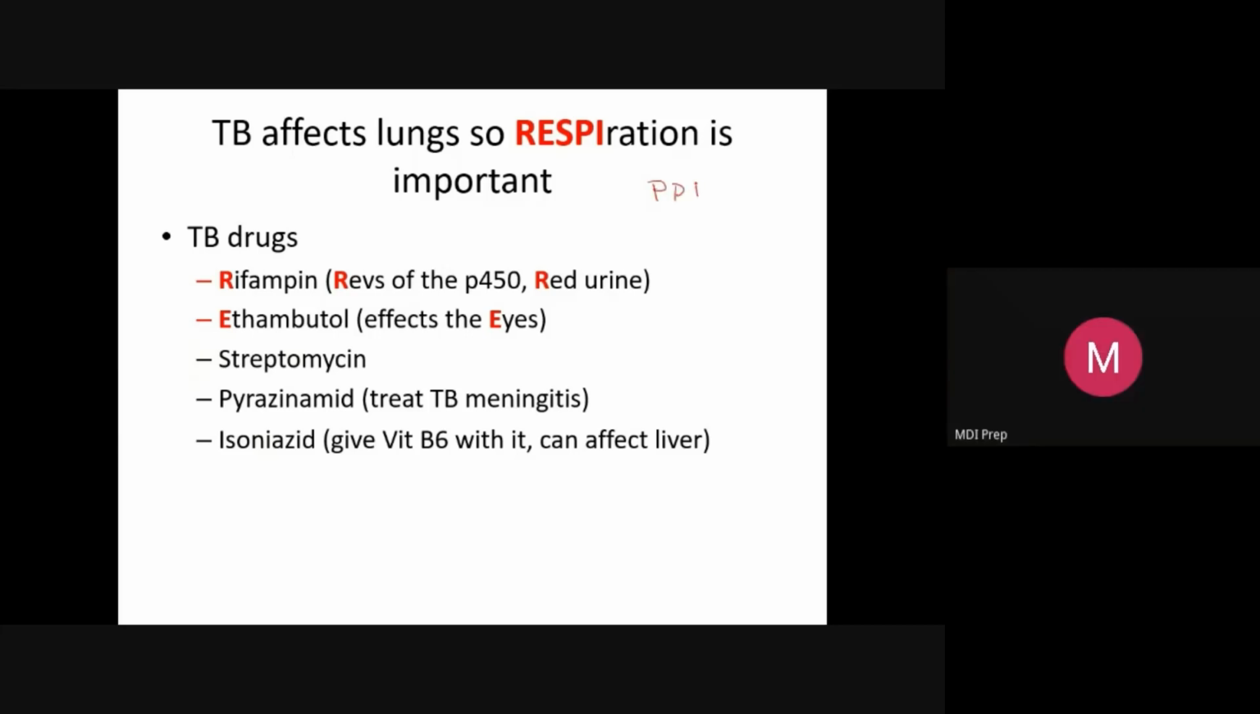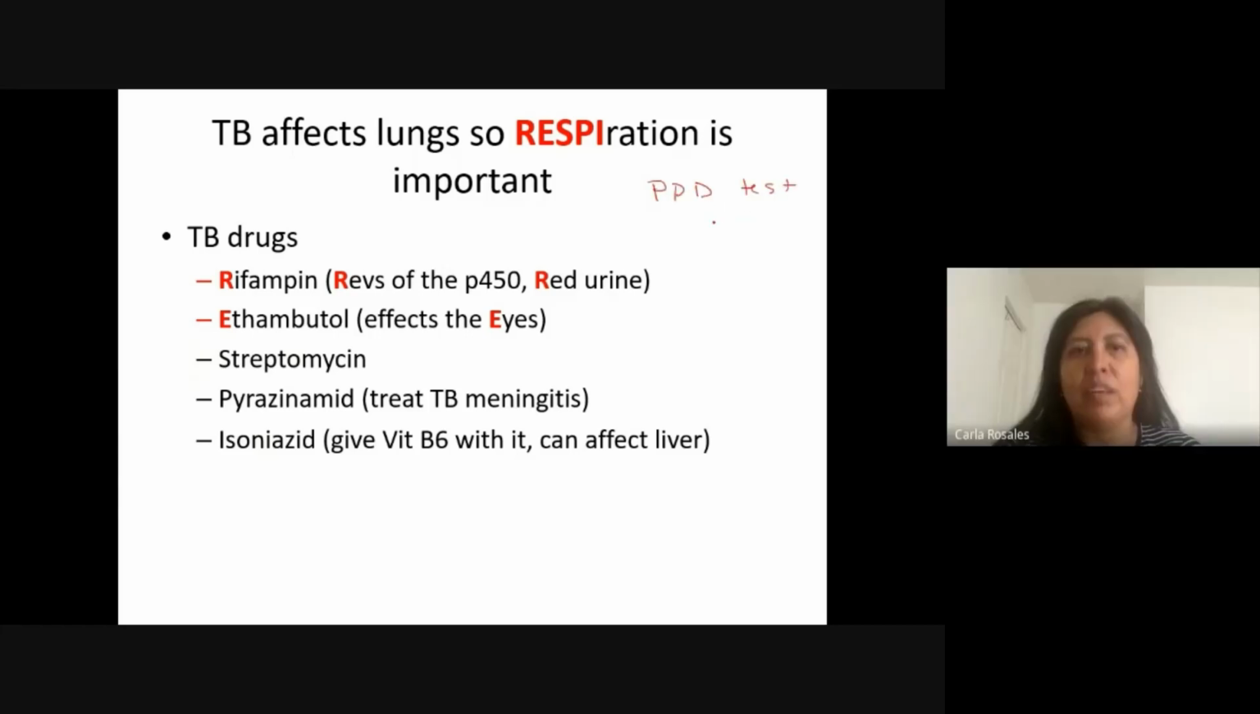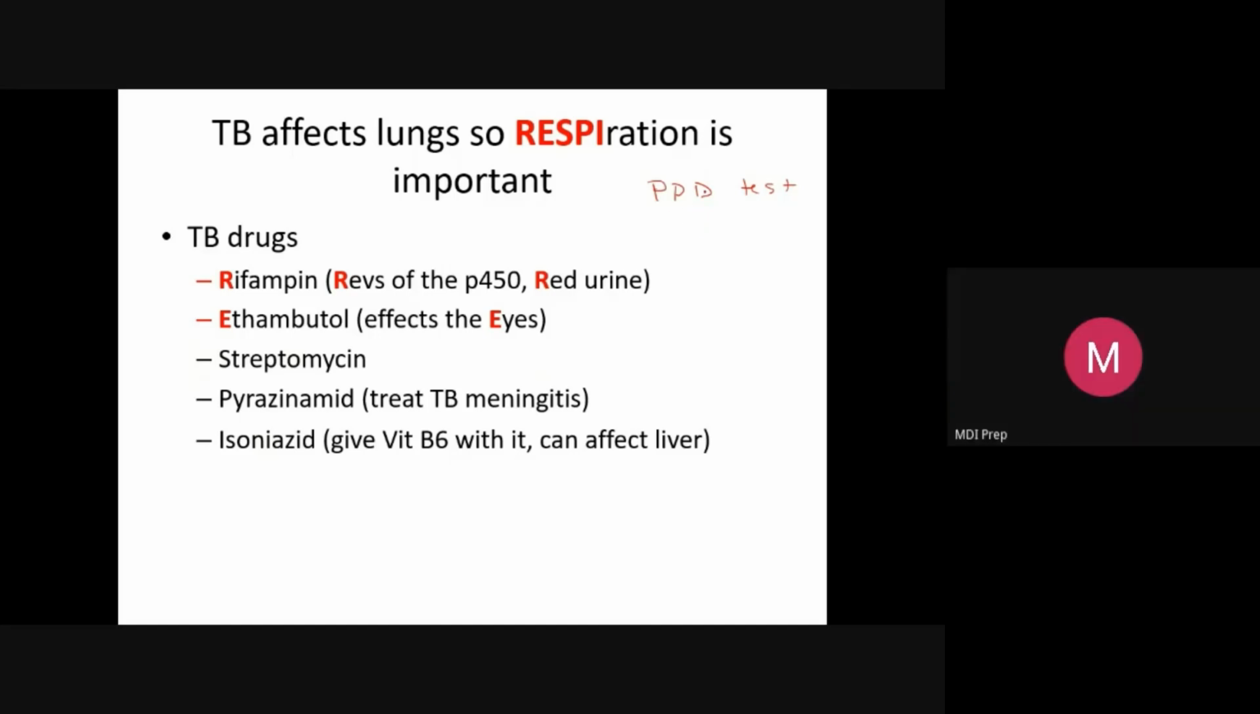Okay. So we use something called a PPD test. A PPD test is basically you take a little bit of the tuberculin and you inject that under the skin. And then you come back in about 48 hours and you let the doctors look at it to see if there's any redness, if it's raised, if there's a big circle. You look at that to see if it's a positive PPD test. If the test is positive, that doesn't mean you have TB. It just means you've been exposed to TB.